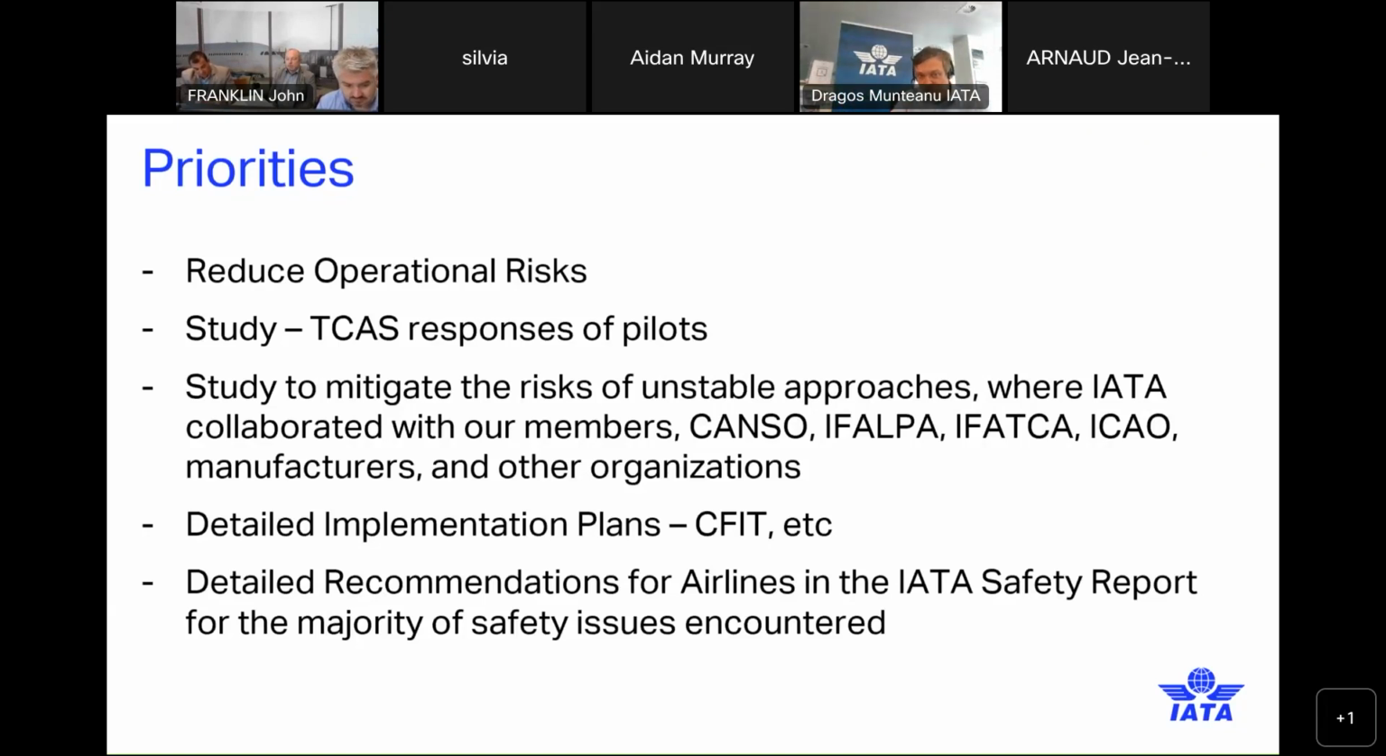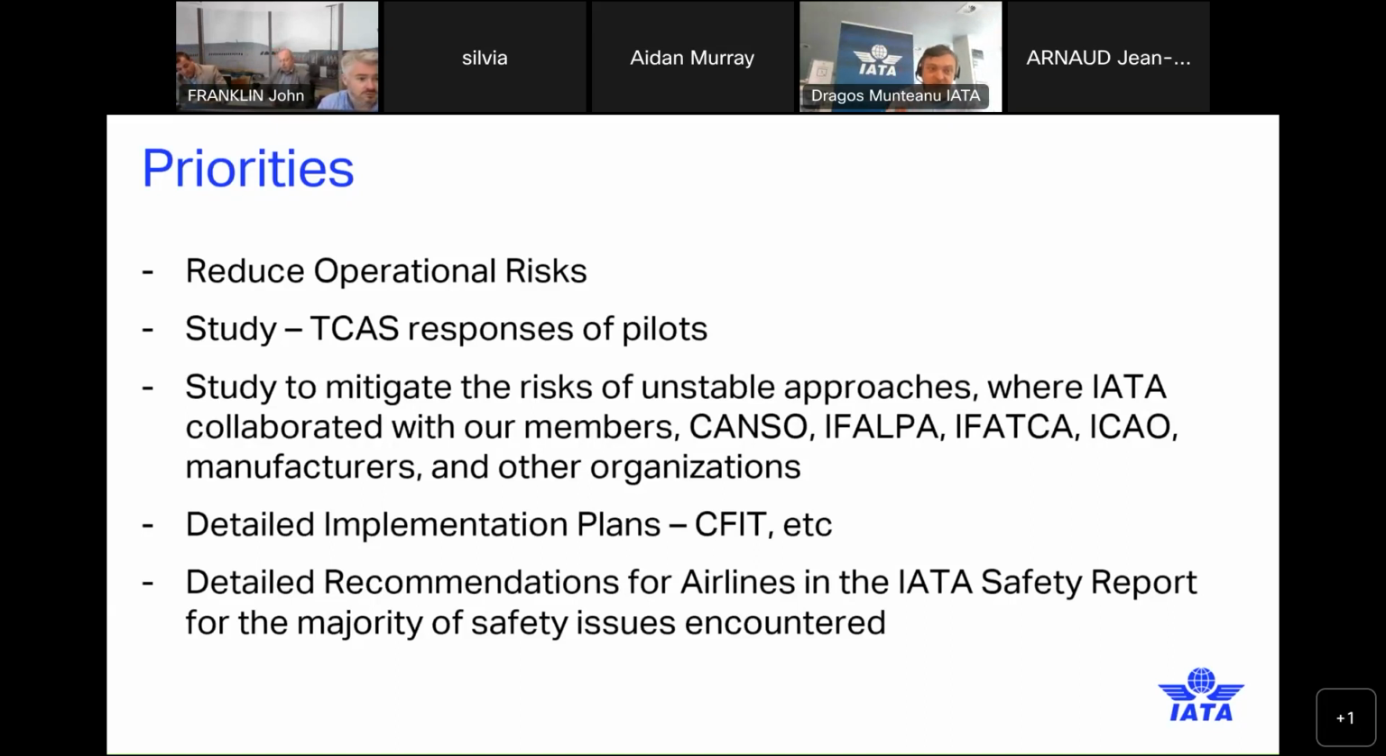We have worked with Eurocontrol and others on this, and of course, unstable approaches remain an area where a lot of stakeholders have worked on, and again, the results are available for the airlines or the regulators to use. For certain accident categories, we have developed detailed implementation plans.